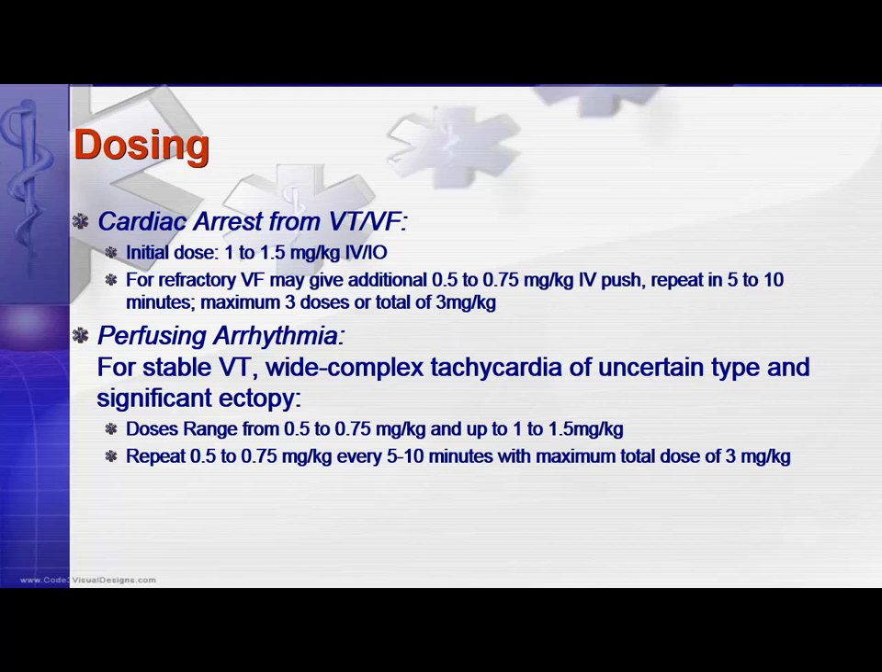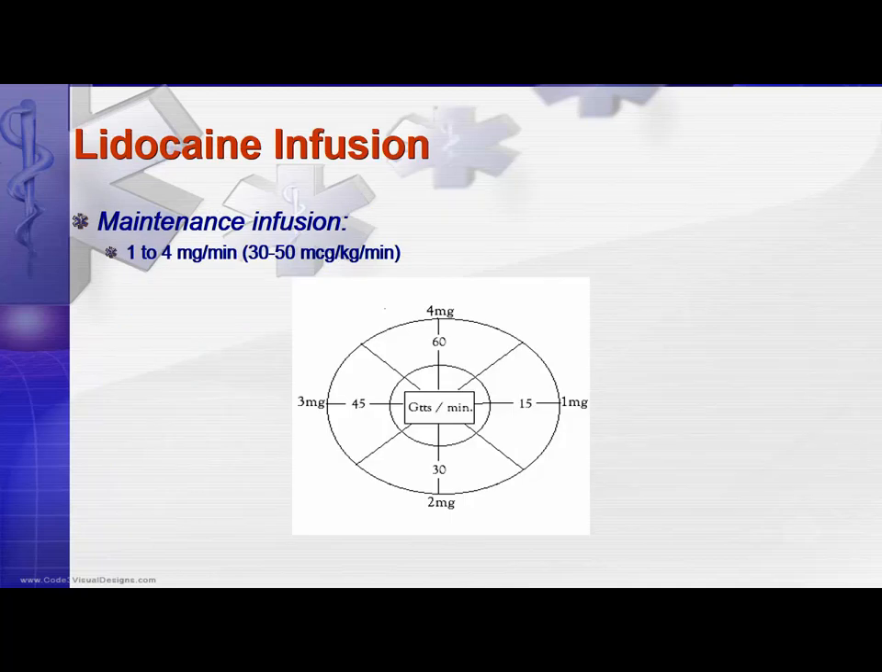And then you see the dose for stable VTAC, wide complex tachycardia of uncertain type and significant ectopy, 0.5 to 0.75 up to 1 to 1.5 milligrams per kilogram. Now, your maintenance infusion, if you convert, will look something like this. If you decide you want to give 1 milligram, it will be 15 milliliters per minute, or 15 drips per milliliter. 30. This is your drip set.